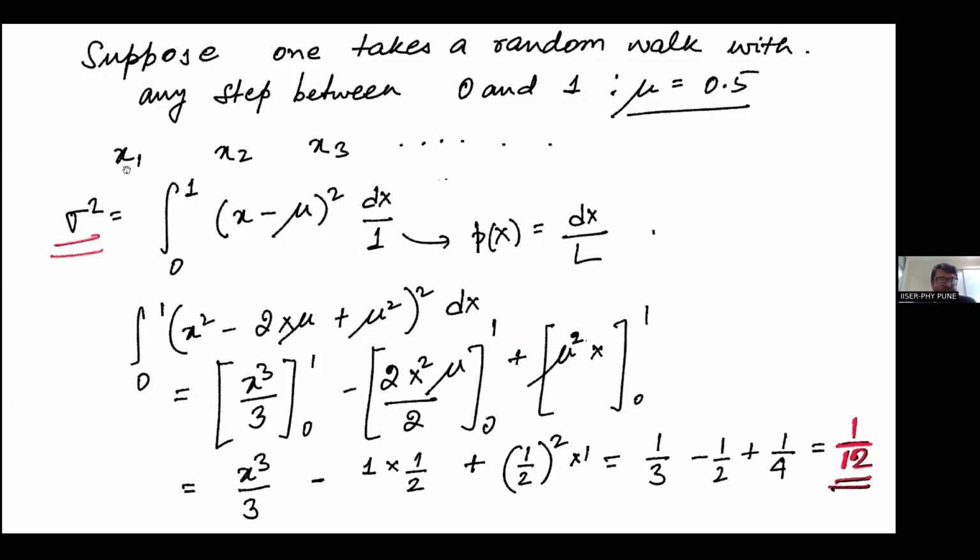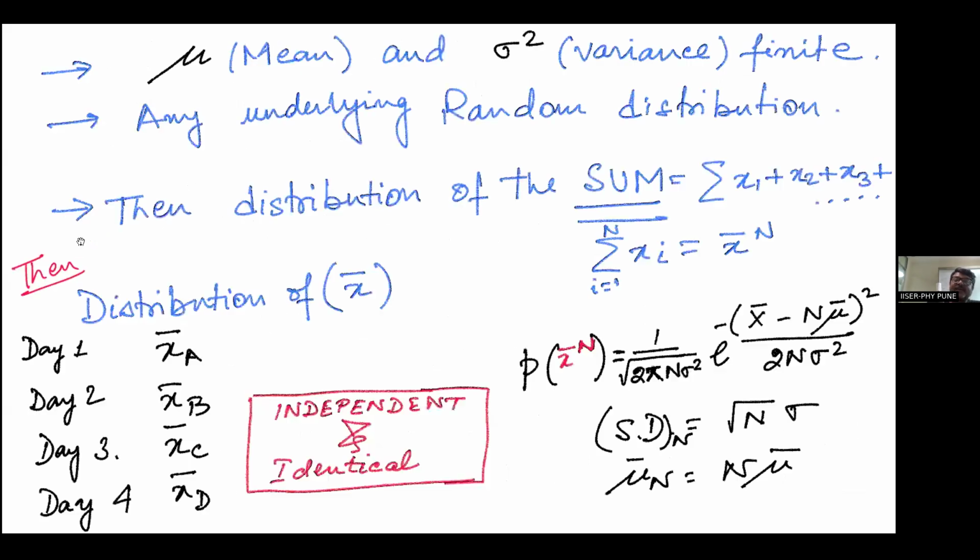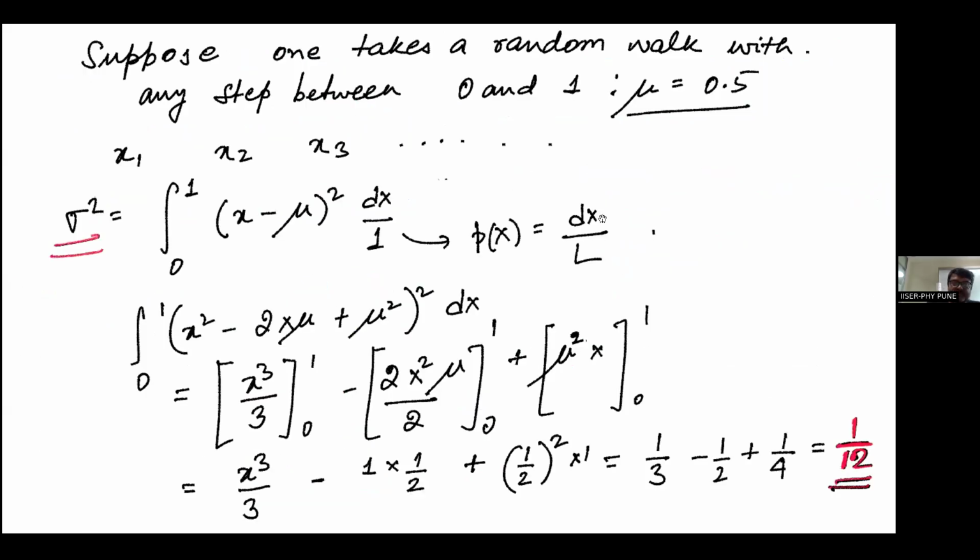Now, suppose you generate n random numbers, x1, x2, x3. Then you can ask what is going to be the sigma square, the variance of the original distribution, right? So that you can get an estimate of how to do it. I'm calculating the variance of the original distribution. If you take n steps, then you can calculate the distribution of the sum, but here I am calculating the variance of the original distribution. The sigma square will be the integral from 0 to 1 of x, any random number, minus mu whole square. That's the definition of variance.